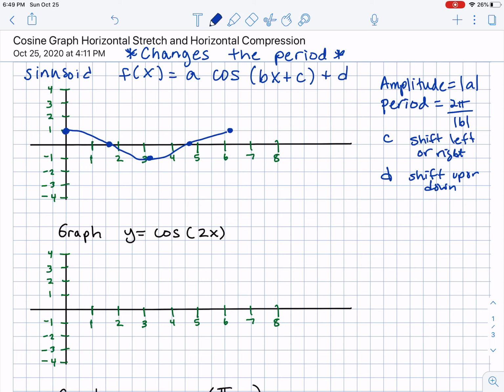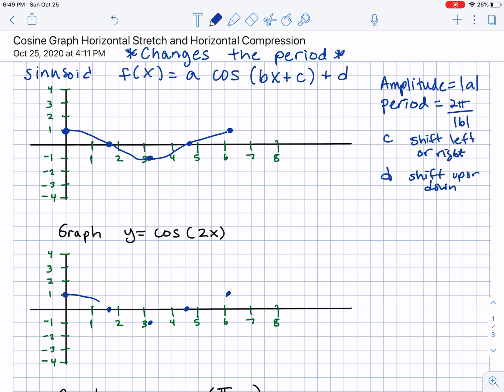Okay, so again, knowing the maximums, the minimums, and the zeros of the cosine function and the sine function for that matter makes it a lot easier to graph. And notice we're still using those quadrantal angles. All right, so let's go ahead and get started. We've got our parent function, y equals cosine of x. I'm going to go ahead and graph that just so we can compare it to this cosine of 2x. And you can see whether it's going to be that horizontal stretch or horizontal compression.